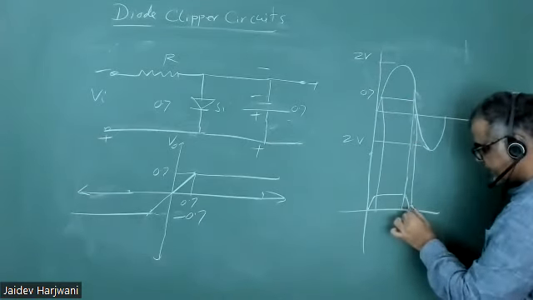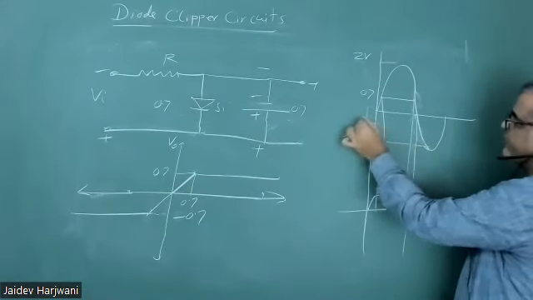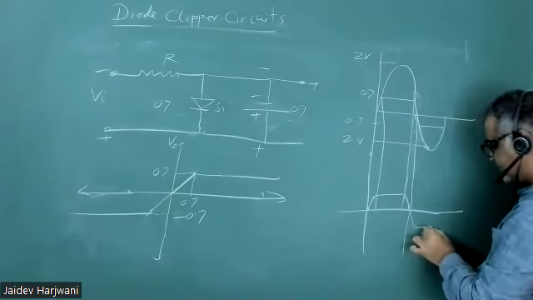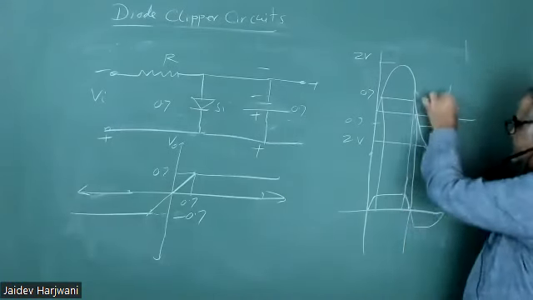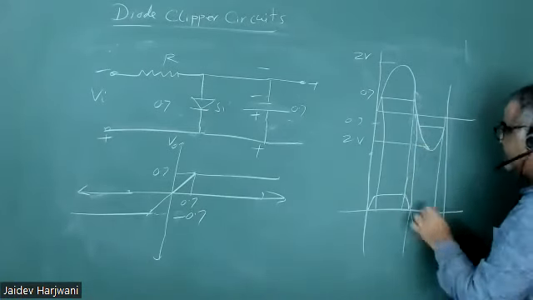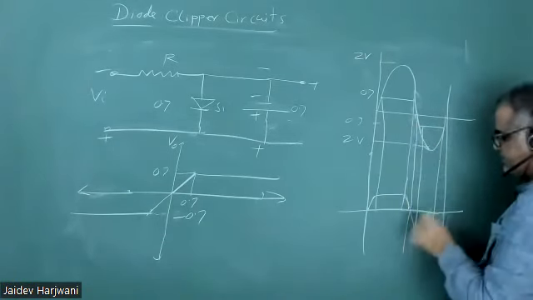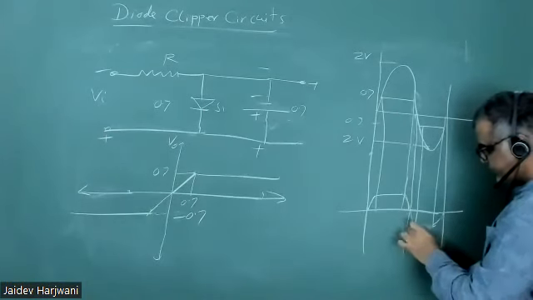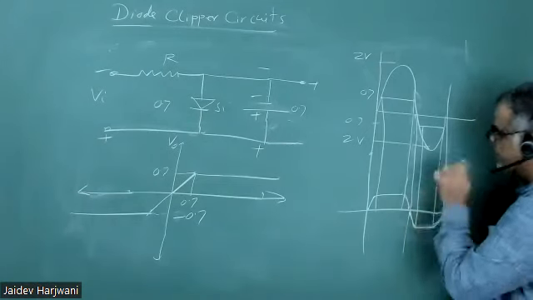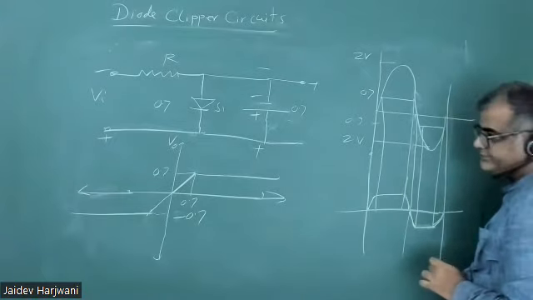So the same happens in the negative cycle. When negative cycle you have 0.7 to here 0.7, then you get a graph like this. Up to 0.7 you get the same, above 0.7 you get 0.7, and the remaining is open. Are you getting what I'm doing? समझ में आ रहा क्या कर रहा हूं मैं?